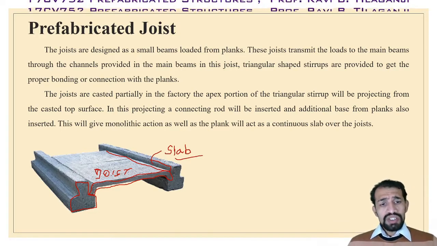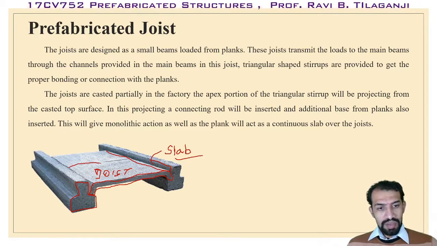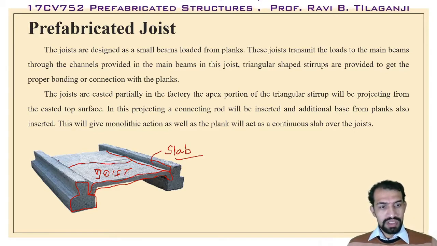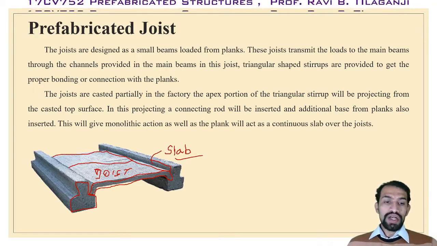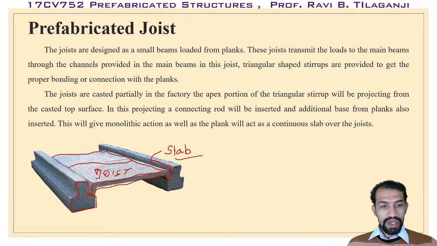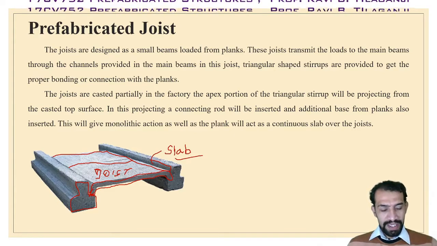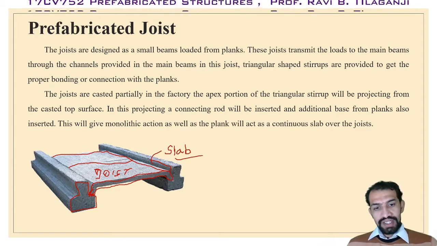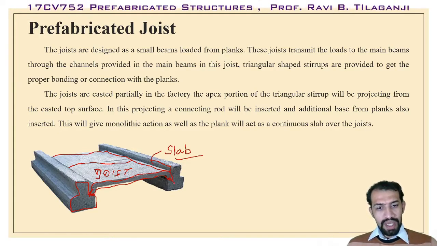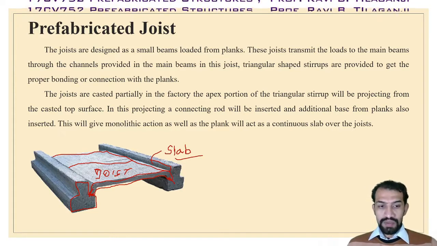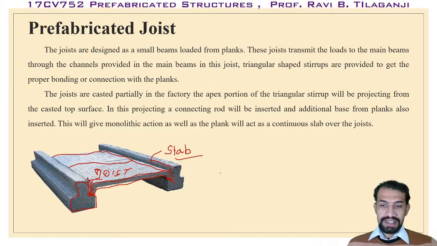So these are the joists which we can see. Here is one more part. This is the first one, this is the second joist. Usually the triangular stirrups are provided inside this, and also some joint connections are provided at this end. These joint connections will provide continuity of the slab as well as for the particular section. So the slab will also have a connection in this, and then it will get cast.